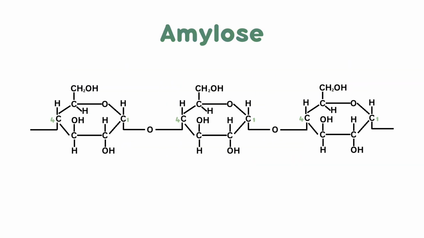Now here is just a very small section for amylose. As you can see, there are alpha glucose molecules bonded together. Here you can see there are two bonds. Now these are our glycosidic bonds. In particular, are 1,4 glycosidic bonds.